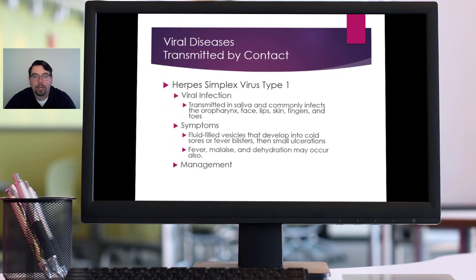Herpes simplex virus type 1. This is a viral infection. Again, this is what we're talking about with the sores on your lips, your cold sores. Most of the symptoms, you're going to get these fluid-filled vesicles, or little pus pockets, that will burst open and develop into sores or even blisters. And then they begin to become little ulcers because of that. Most of the time you're going to see some fever, maybe some malaise, and dehydration may also occur. Management's typically supportive.